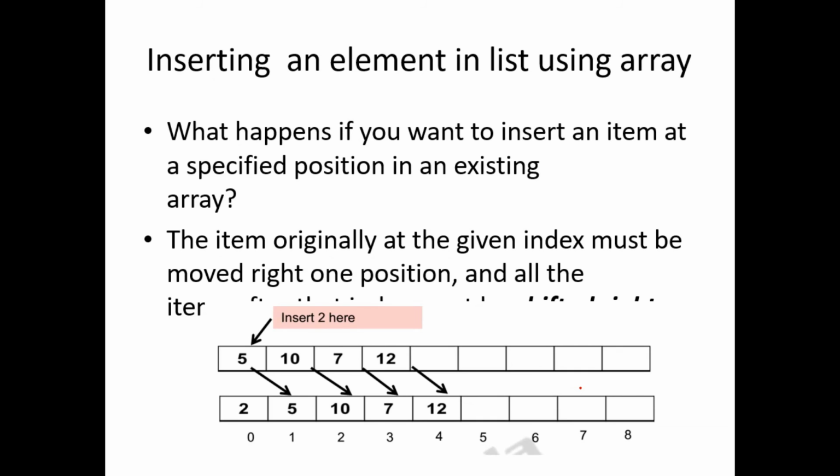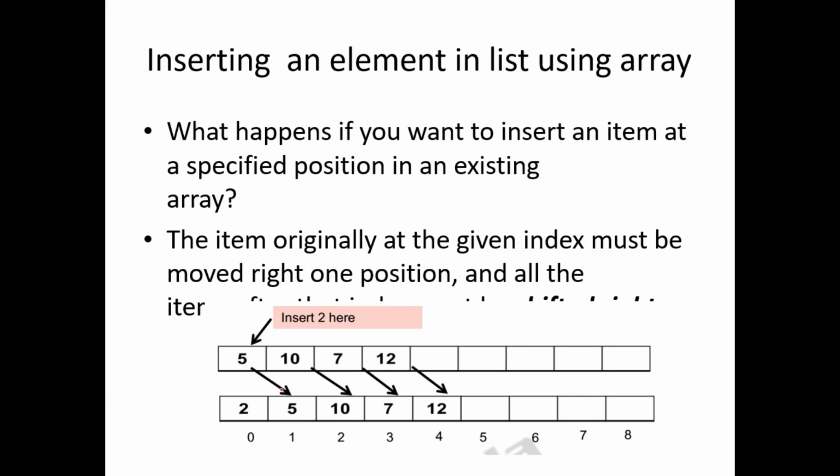Then let's see how we are inserting an element in the list. Already we have said that the insertion as well as the deletion operation are very expensive. So let's see how the insertion is going to happen. This is the example. In the array we have 4 elements. Now we are going to insert an element 2 at the front of the array.